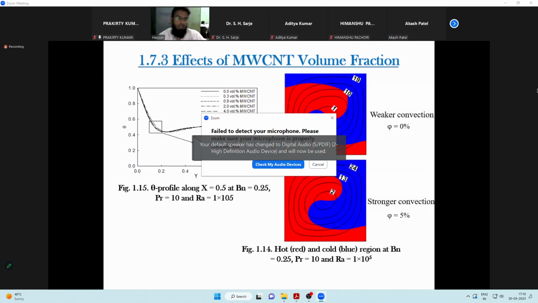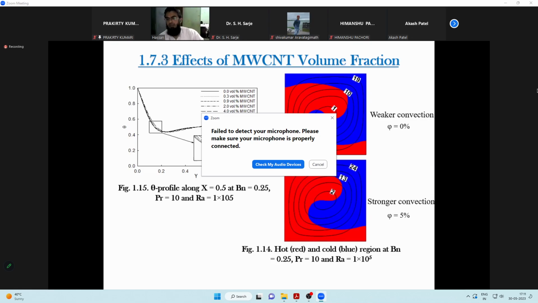Here, finally, for this particle problem, two things have been represented: the effect of concentration. For no nanoparticle and for nanoparticle, two figures have been plotted in order to understand the effect of nanoparticle. You can see that these are thermal distributions, red and blue. Red represents the hot fluid and blue represents the cold fluid. Hot and cold we are describing with respect to the heating conditions.